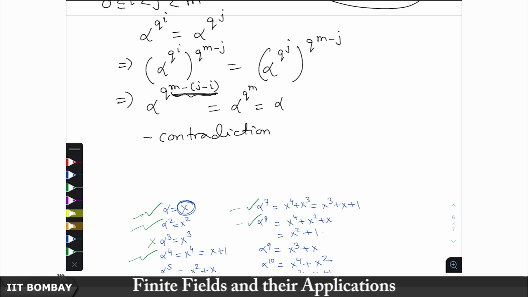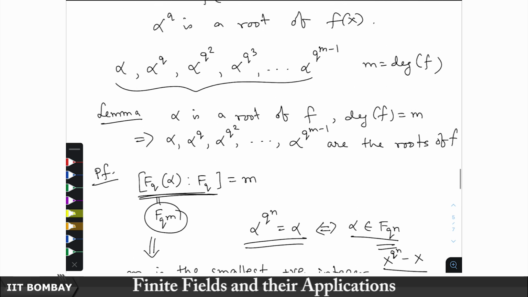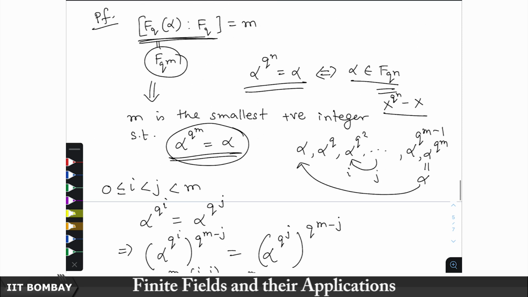Now, we will see the things that we have learned just now through some examples. What we have seen is that if you have an irreducible polynomial of degree m, then it has exactly m roots, and those roots are obtained from just one root by powering by q again and again until it repeats. We will get m roots like that, and then after that we will come back to the first term. That is how we can get all the roots of an irreducible polynomial.